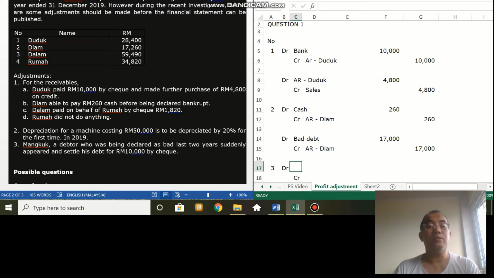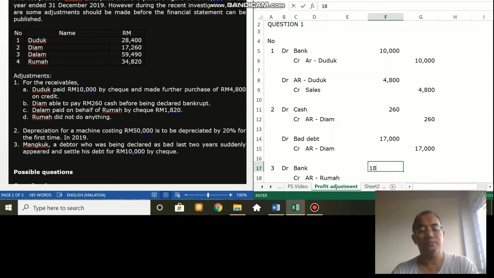Dalam paid on behalf of Rumah by check. So debit bank, we take the money, and credit AR Rumah. So how much he paid? 1,820. So 1,820.